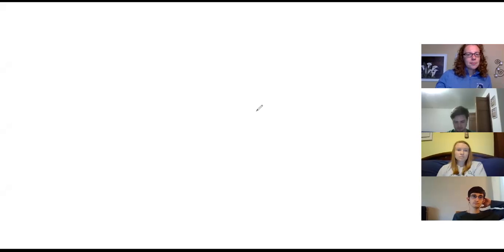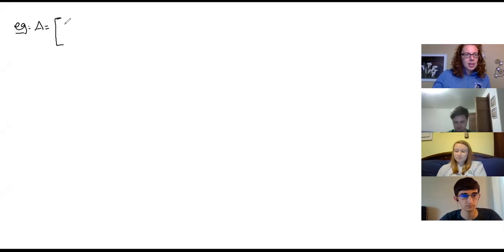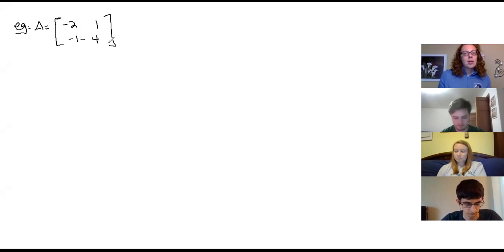Examples. First of all, here's my matrix A. It is going to be -2, 1, -1, -4. And we are working again with the differential equation x prime equals Ax, and I want to find a general solution.